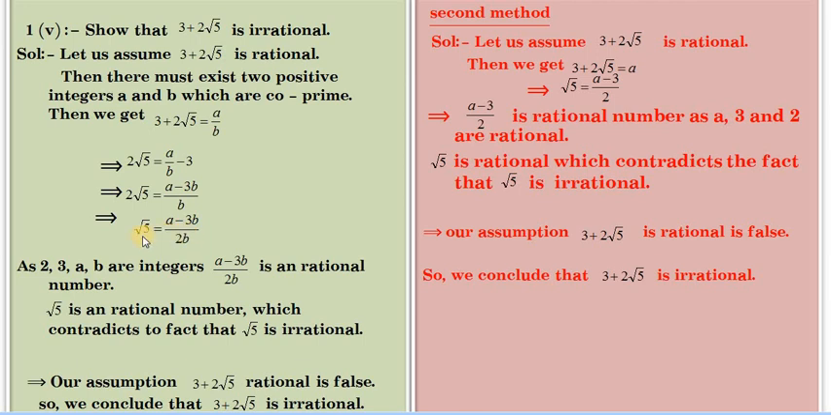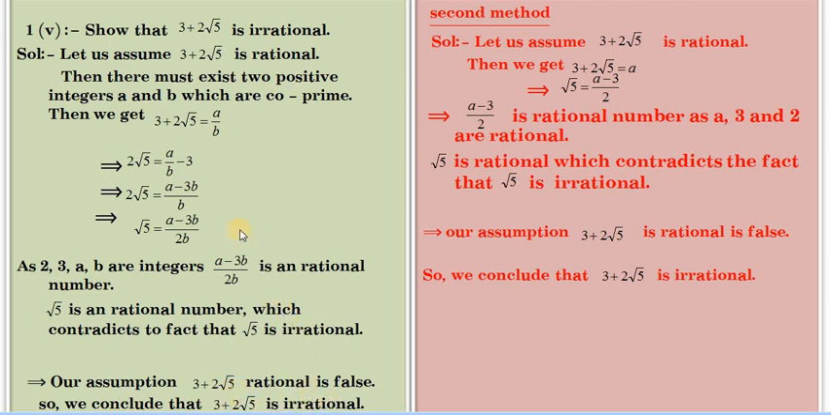If this is a rational number, that means root 5 is a rational number. But that is not the fact. What is the fact? Root 5 is irrational. So root 5 being rational contradicts the fact that root 5 is irrational. So our assumption is wrong. What is the assumption? That 3 plus 2 root 5 is rational, and that is false. So if this is false, then what should happen? 3 plus 2 root 5 should be irrational.